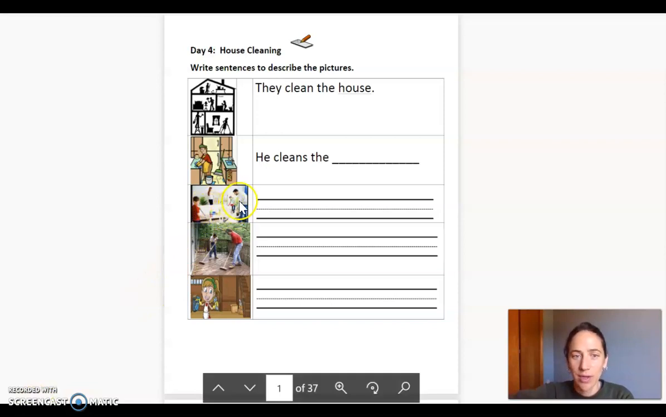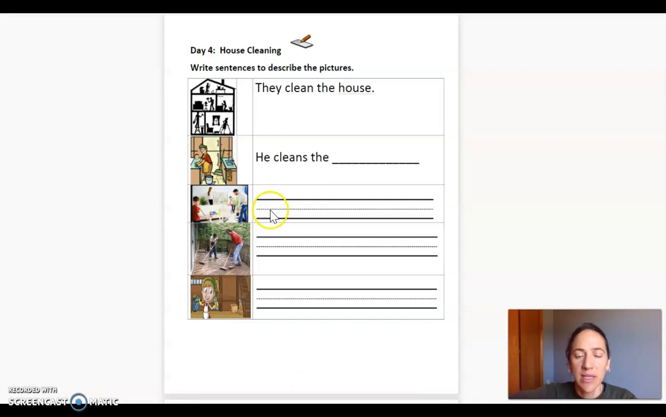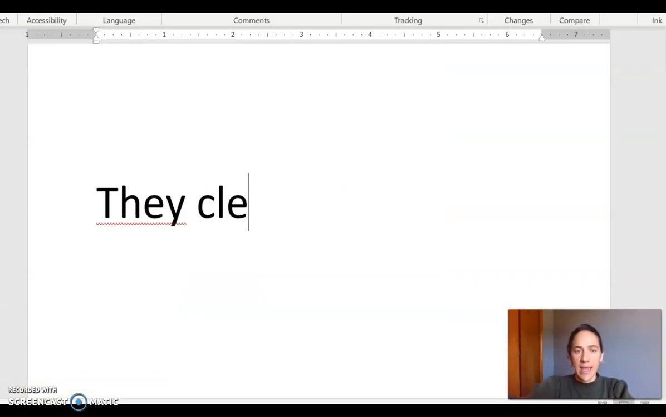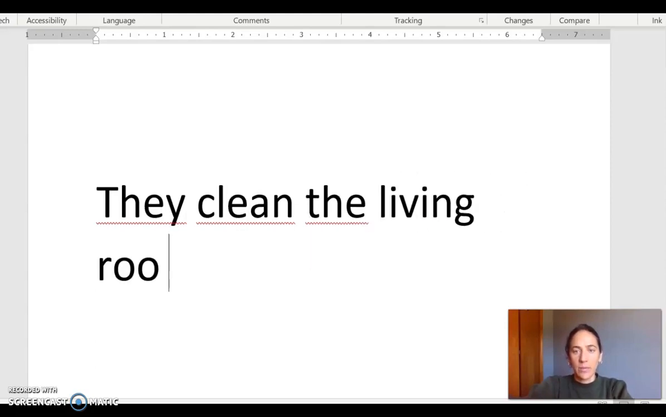Now this is your turn. Look at the picture. Who do you see? I see lots of people, so I can say they clean. Where are they cleaning? Yes, the living room. Please write, they clean the living room. Like this. They clean the living room. Great job. If you don't have your paper, just repeat this out loud.